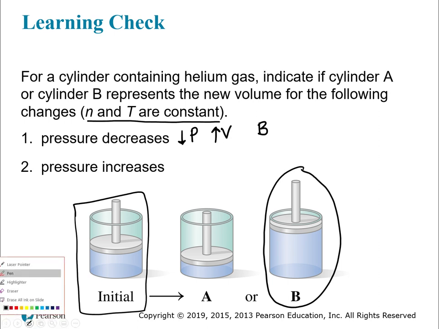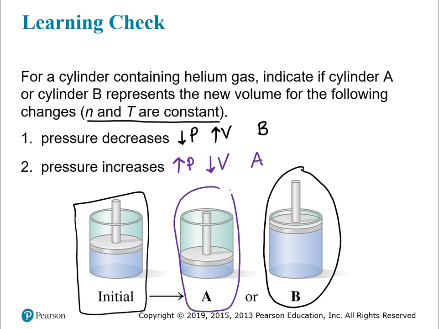Now we'll walk through the second one in a different color. We'll do purple. I like purple. This time we have pressure increasing. When the pressure increases, the volume has to decrease. That has to be A. Make sure that you understand this, because this is the kind of check that we'll need to do when we're doing actual math problems for Boyle's Law. Don't just rely on your calculator. Rely on your mind. Use your logic. If you know that you're doing a Boyle's Law problem, make sure that if the pressure is increased, your volume is decreased. Check your answer. Did your volume decrease?